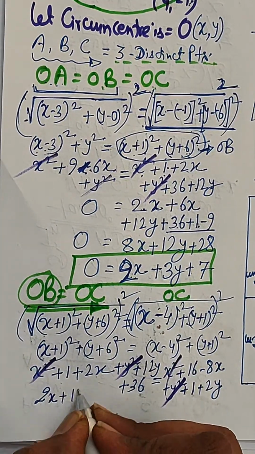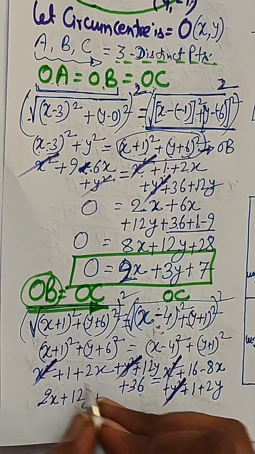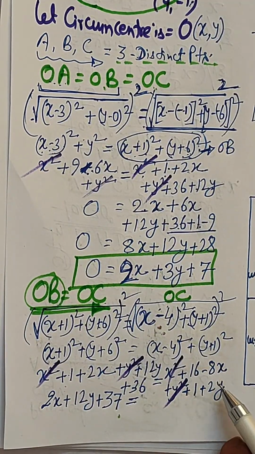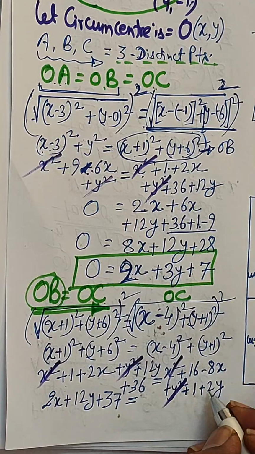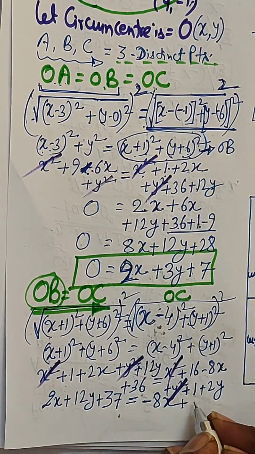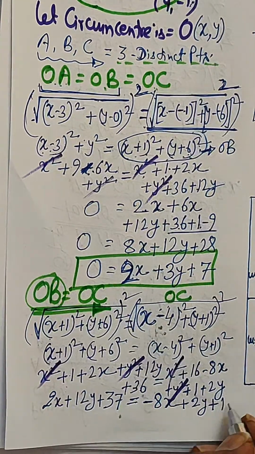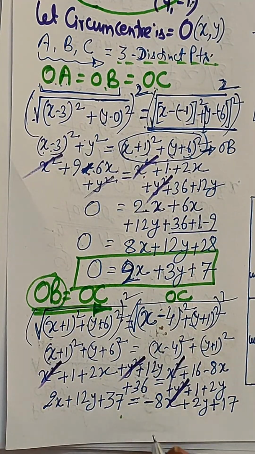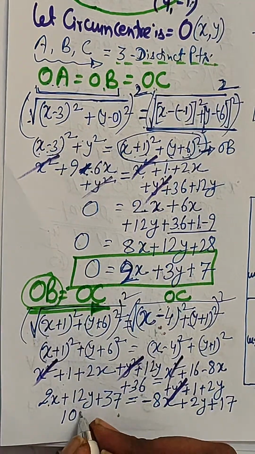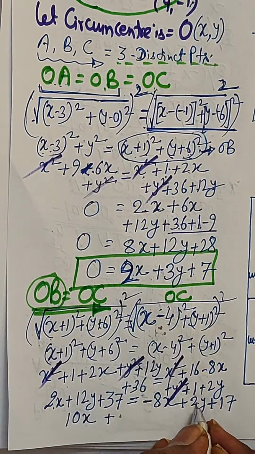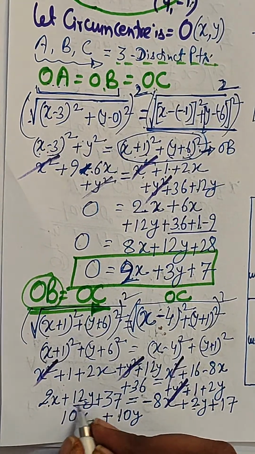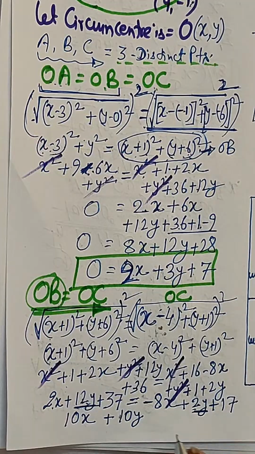2x plus 12y plus 36 plus 1, 37, into the LHS is equal to, into the RHS we have this one, minus 8x plus 2y plus 17, right? This will give you the equation to, when minus 8x will be coming into the LHS, it will be 10x, 12y, when 2y going into the LHS, it will be 10y, 12y minus 2y, you can see 12y here and 2y into the RHS, right?